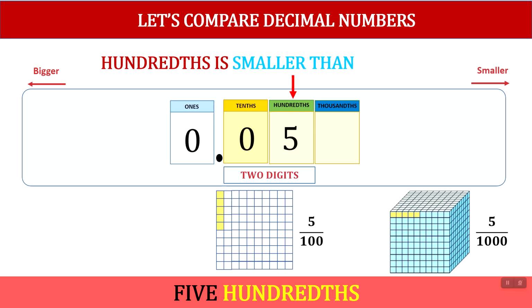We know that the hundredths column is smaller than tenths. Again, because hundredths is to the right, it makes it smaller. The tenths is to the left, and that makes it bigger.